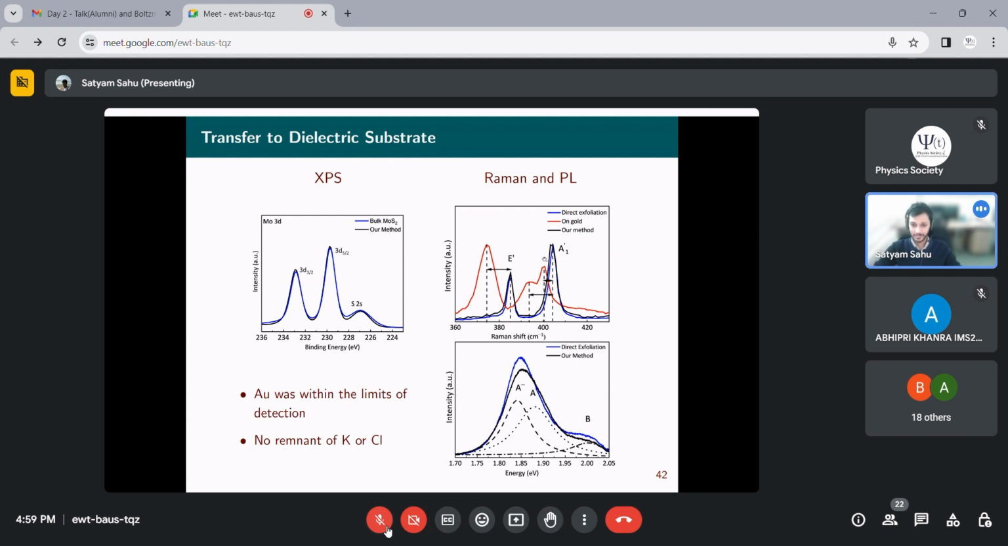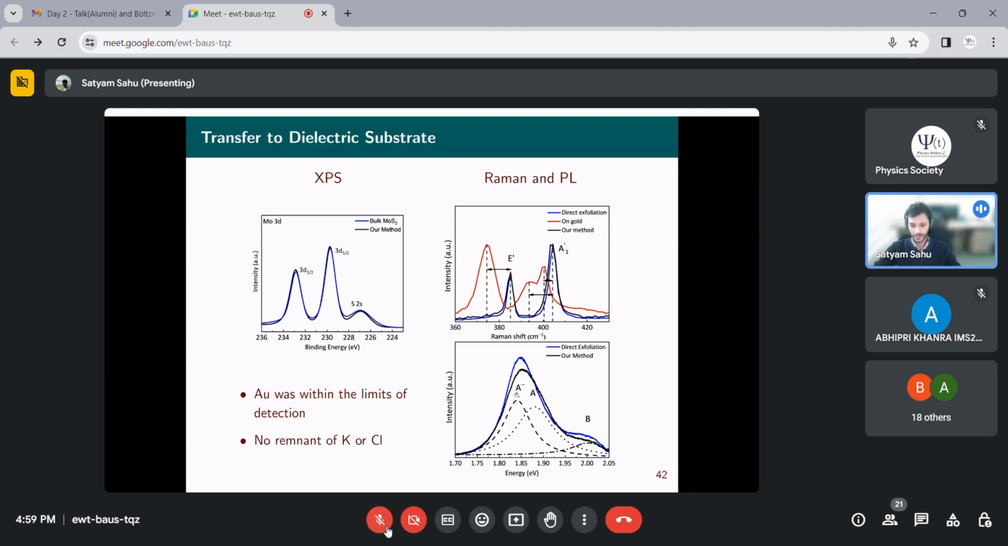So essentially, if we see the black and blue, they are nicely overlapping with each other, whereas the red ones are shifted, as we discussed earlier, because of the strain in the E prime mode, and the charge dropping in the A1 prime mode. So it suggests that the quality of our flakes is as good as the mechanically exfoliated samples on the dielectric substrate. Those samples were very small.